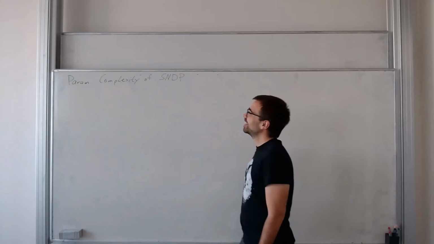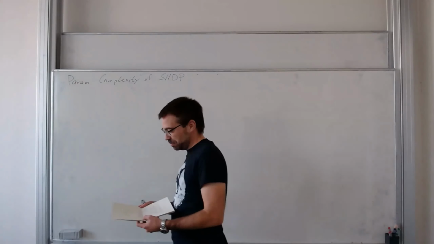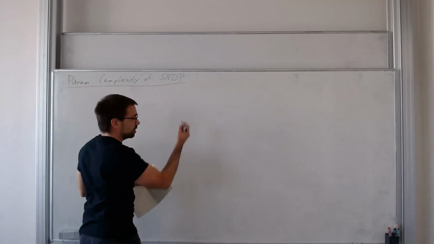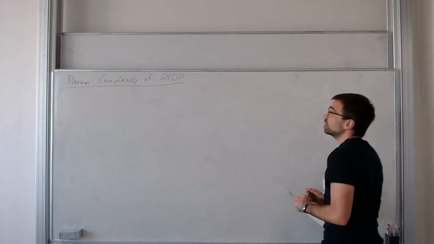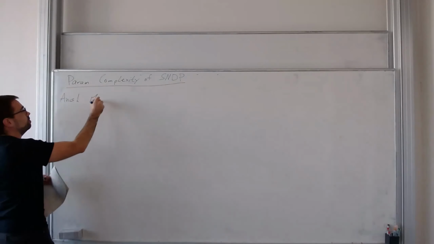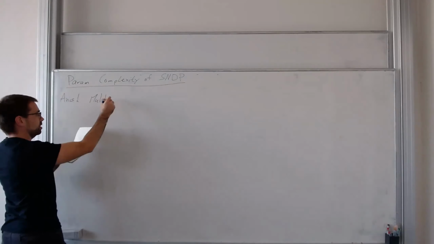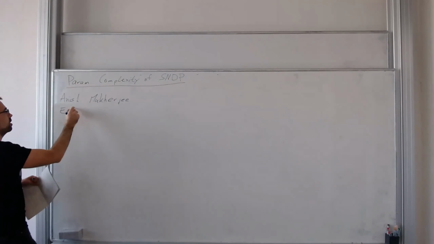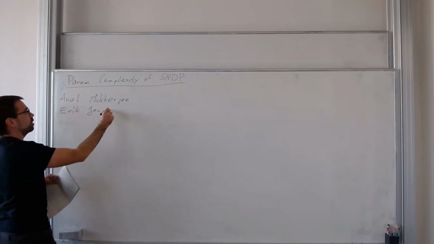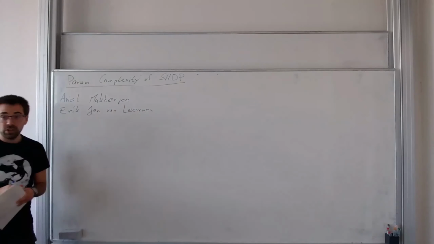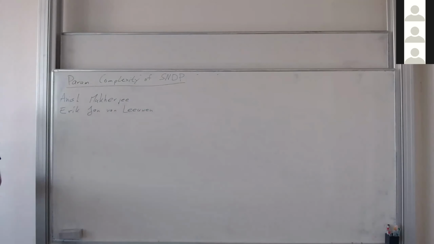Okay, so since we start again, let me repeat the title. Parameterized complexity of survivable network design problem. And this is work with some other people also, namely with Anish Mukherjee, and Eikyan van Leuven. Now there's some good news because this paper was just accepted to a conference, and that's good news for me.